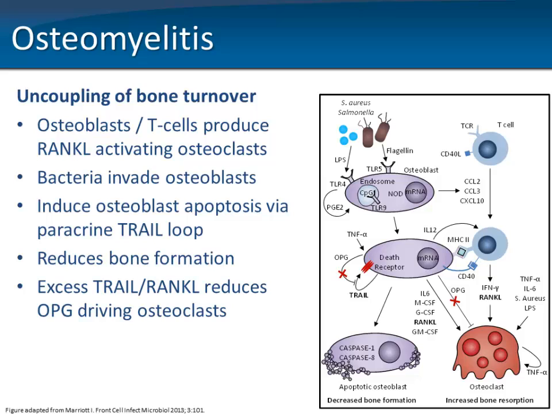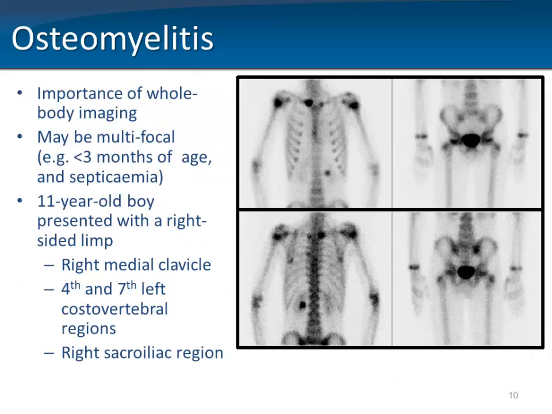So bacteria invade osteoblasts. This induces the TRAIL loop. This will result in a reduction of bone formation because the osteoblast also becomes apoptotic. It no longer produces bone. And you have the excess activation of osteoclasts. So increased bone resorption, decreased bone formation.